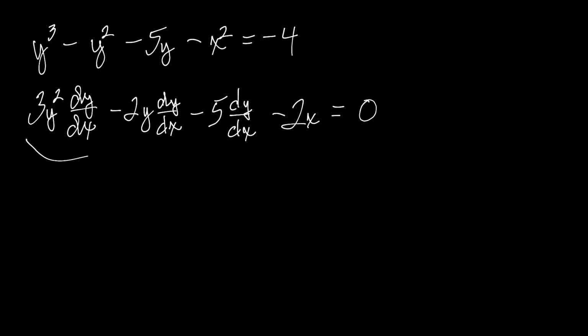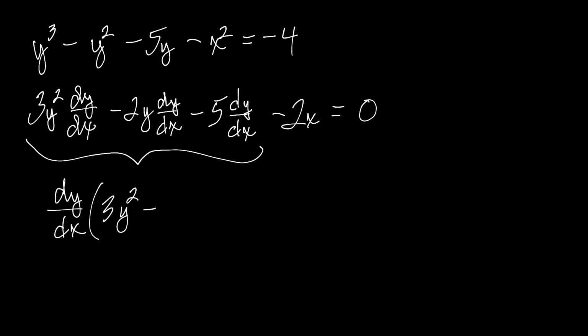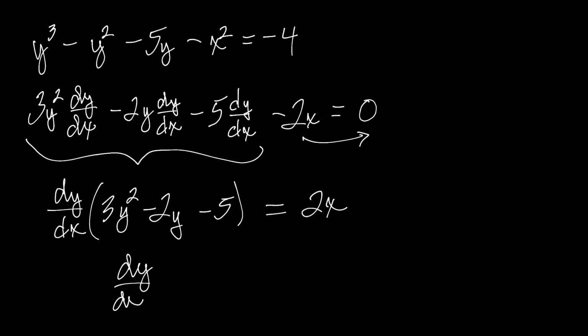So the first thing we want to try to do is group all of these terms together. And the reason we're going to do that is we're going to factor out this dy/dx. So if I did that, I would end up with something that looked like this. And then let's move this over to the right-hand side. So that would make that a positive 2x. So dy/dx is being multiplied by something, and I only want dy/dx. So I'm going to divide both sides of this equation by this expression. So here we go. dy/dx equals 2x in the numerator, over 3y squared minus 2y minus 5. So this is the implicit derivative of this initial function.